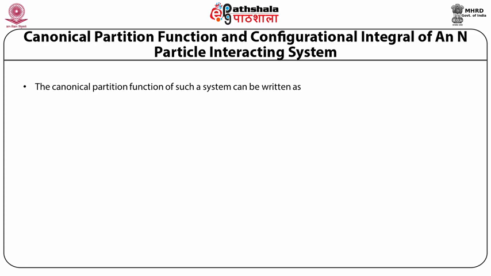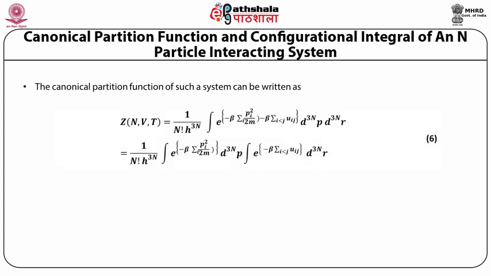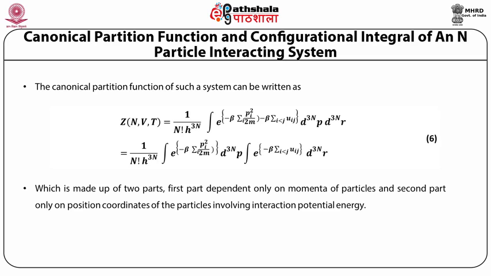The canonical partition function of such a system can be written as Z as a function of number of particles, volume V and temperature T is equal to 1 upon n factorial h raised to power 3n integral of e raised to power minus beta summation over i p_i squared upon 2m minus beta summation over i less than j u_ij d3np d3nr, which is equal to 1 upon n factorial h raised to power 3n integral of e raised to power minus beta summation over i p_i squared upon 2m d3np multiplied by integral of e raised to power minus beta summation over i less than j small u_ij d3nr, which is made up of two parts.